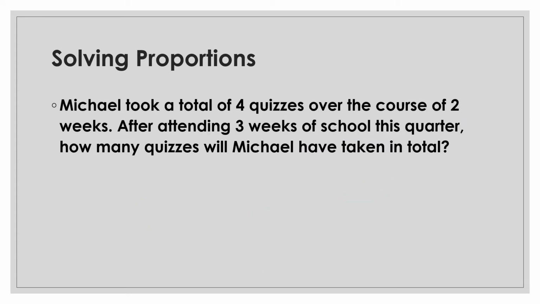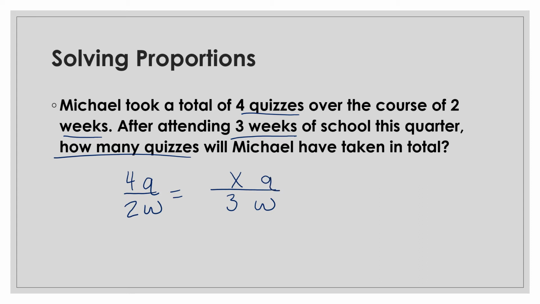Okay, in this one, Michael took a total of 4 quizzes in 2 weeks. So 4 quizzes, 2 weeks. And we want to know after attending 3 weeks, so we want to keep our weeks on the bottom if that's where we started them, then how many quizzes, so X number of quizzes, will he have taken? So 2 times X is 2X, and 4 times 3 is 12.